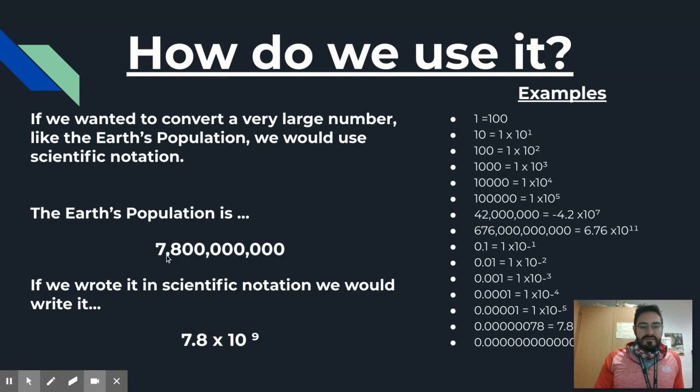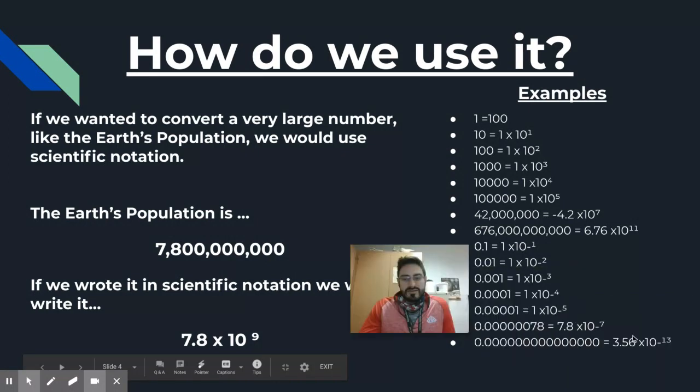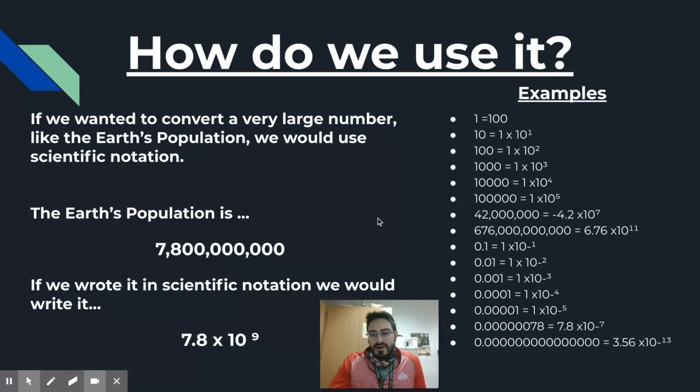So the Earth's population is a very, very large number. Roughly 7,800,000,000. That's a lot of people. So it's kind of a pain to write 7,800,000,000. So scientific notation is 7.8 times 10 to the 9th, which is a little easier. And I'll move this over so you can see some of these examples if you haven't already looked. This is the standard notation number. This would be the scientific notation number.